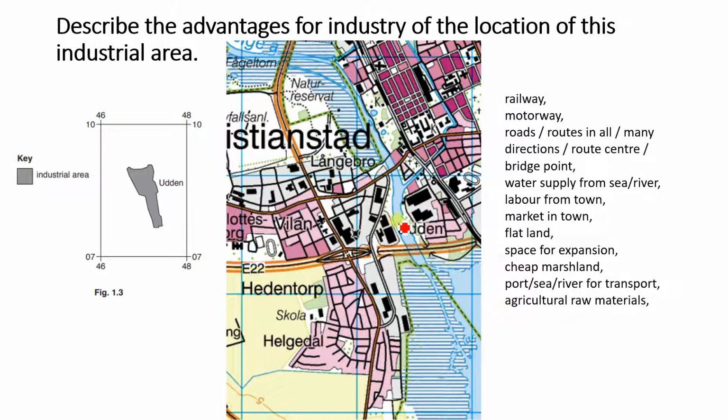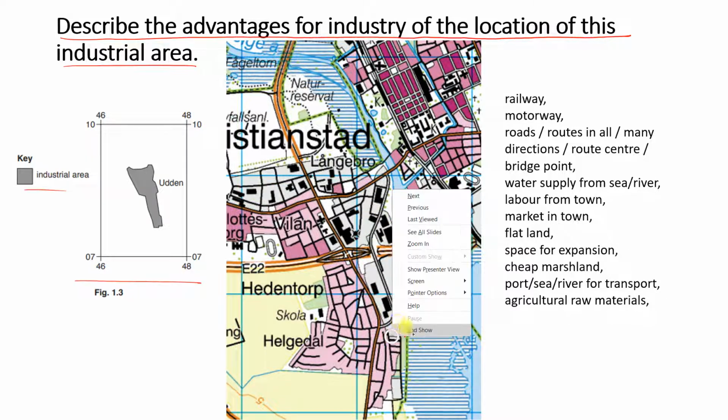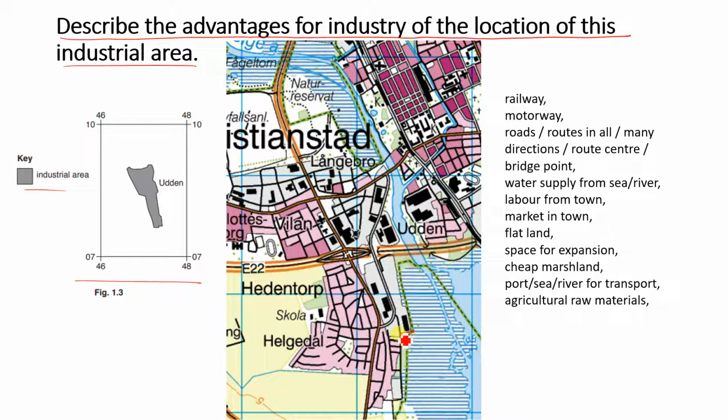Now lastly, the last thing I'm looking at for this skill paper is to describe the advantages for industry of the location of this industrial area. This is what was given to us, and they say this is the industrial area. So we look for this part on the map, and it is this point here that they are talking about. I think this area. So why is this area good for location of industry? What are those factors?